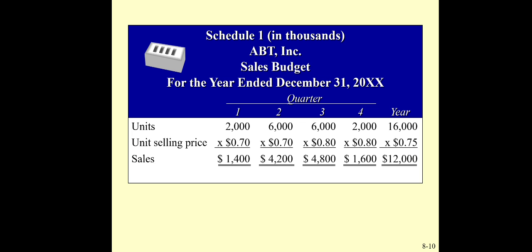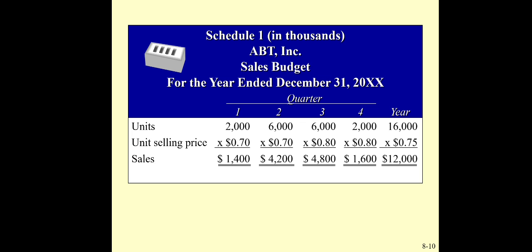Quarter 2, 6 million units of sales times 70 cents. So the sales dollar is equal to 4.2 million. You can see the totals in quarter 3 and quarter 4. So the total for the year is $12 million.